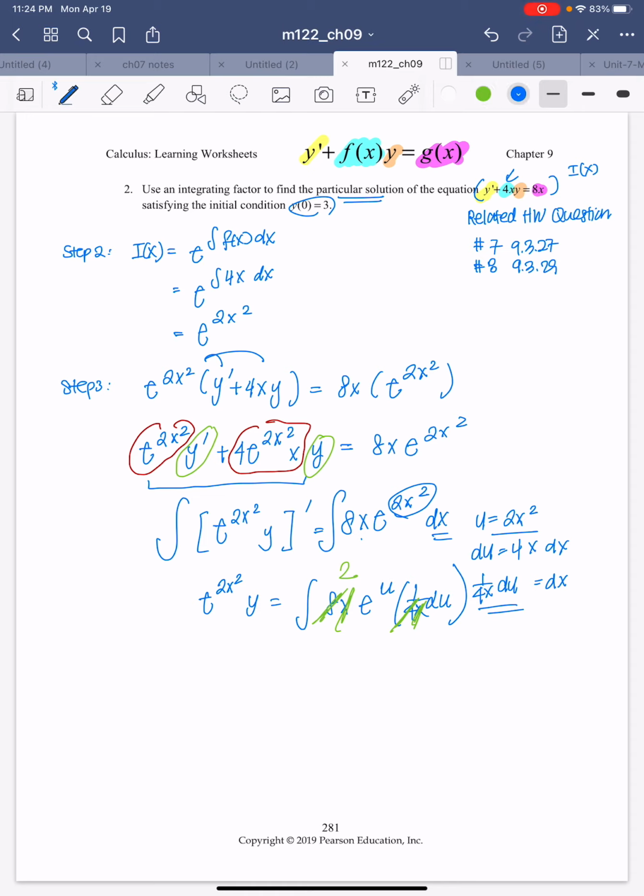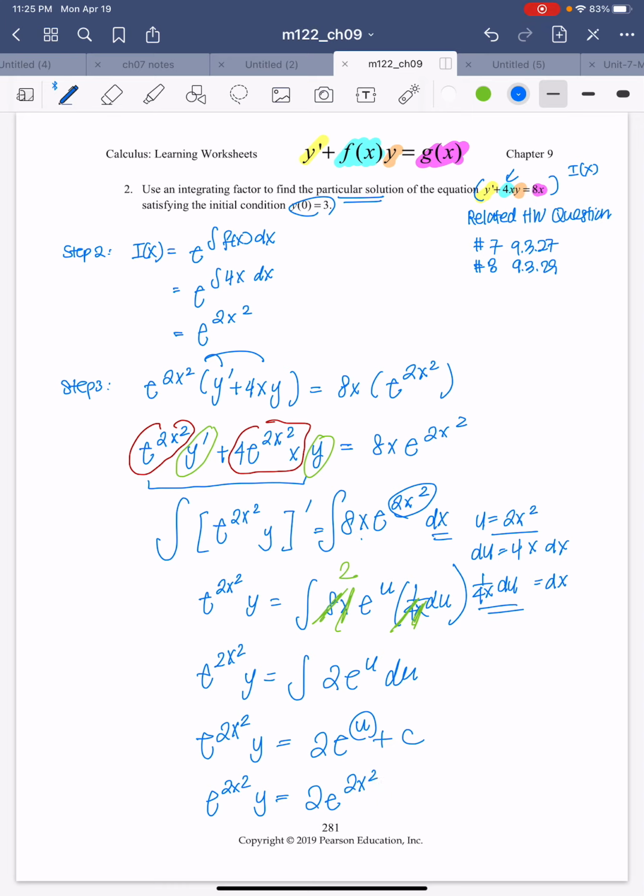This can be rewritten as 2e^u du. So e raised to the 2x squared y. I'm going to end up having 2e^u plus c. So e to the 2x squared y is equal to 2 times e raised to, substitute u back, 2x squared, plus c.